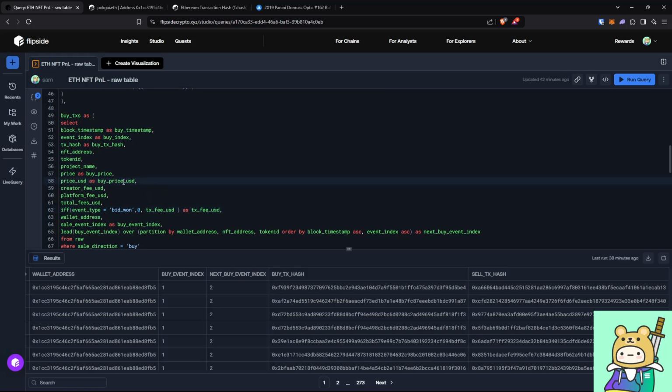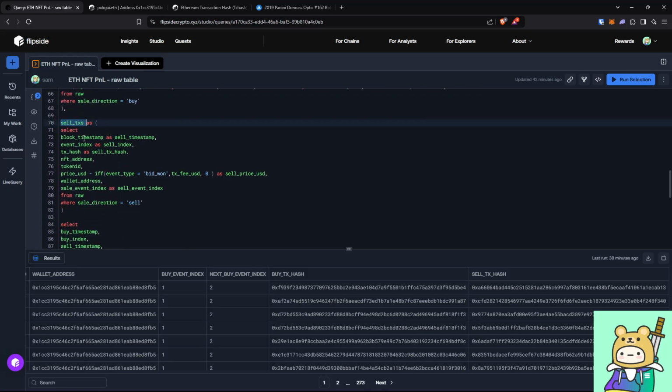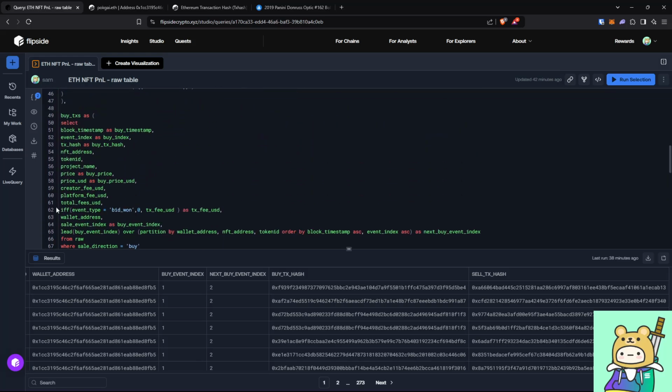And the exact same logic would have to be applied in the sell transactions CTE then, right? So exact same thing but in reverse, right? If I'm the seller and I accept the offer, I have to pay transaction fee. If not, if someone just buys it off of a listing directly, then I don't have to pay transaction fees. So that's essentially what this part of the code here represents.